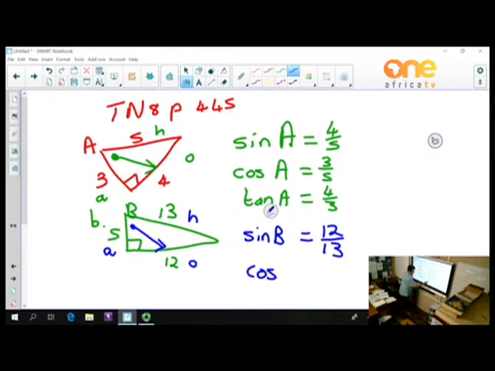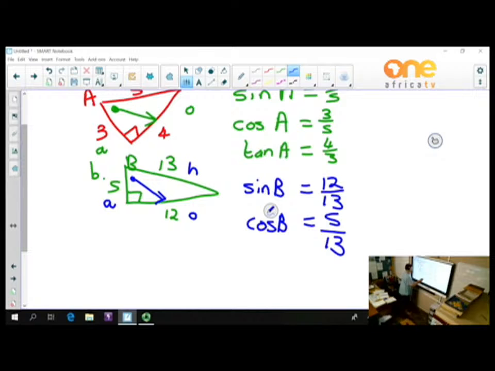Cosine B, what is cosine? Adjacent over hypotenuse. So it will be 5 over 13. And then the last one, tan B, is equal to tan. So it's the other two sides now, opposite over adjacent. So it will be 12 over 5. Make sure that you understand this before you continue now with the next lesson.